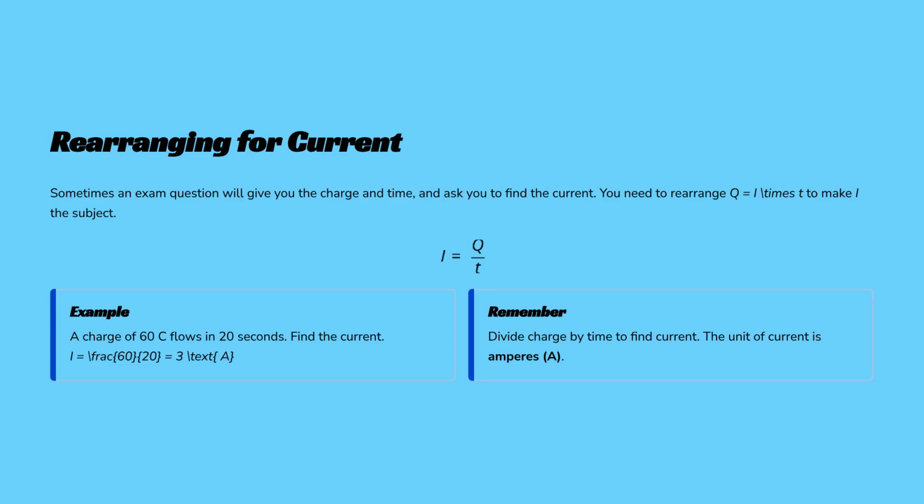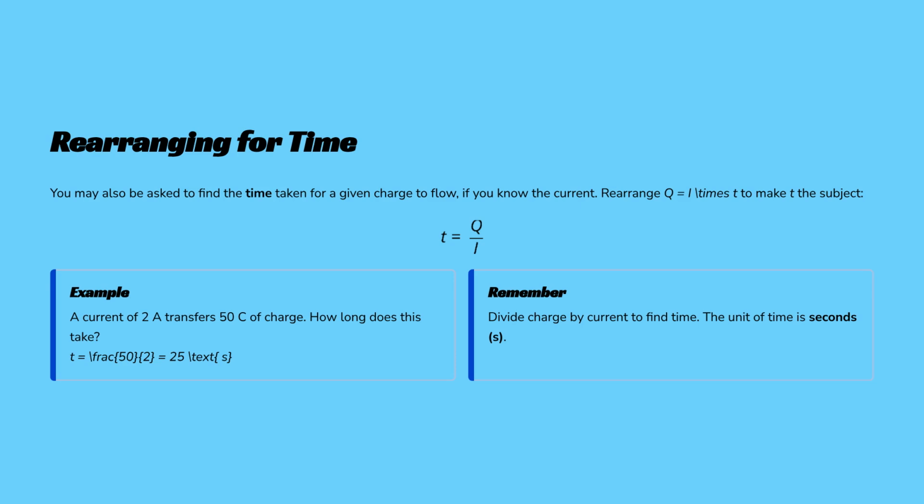If you need to find current, you rearrange the equation to current equals charge divided by time. For instance, if 60 coulombs flows in 20 seconds, the current is 3 amps. To find the time taken, you divide the charge by the current. If 50 coulombs of charge is transferred by a 2-amp current, it will take 25 seconds.